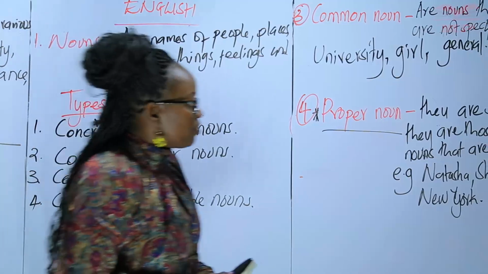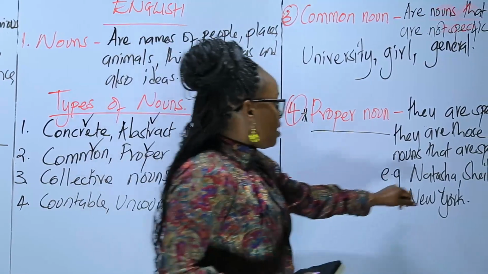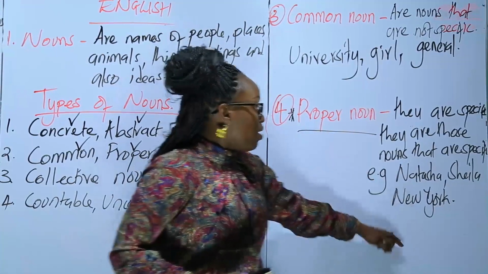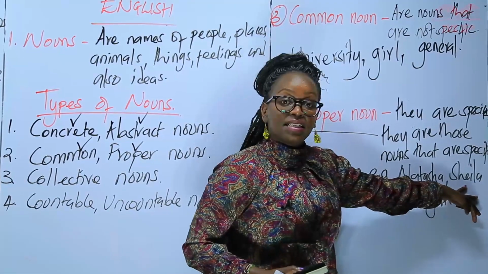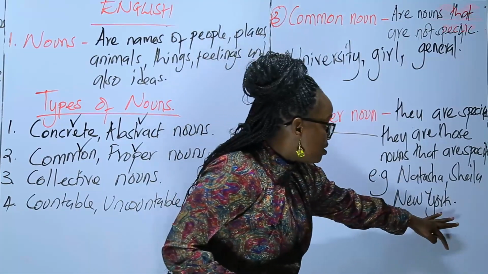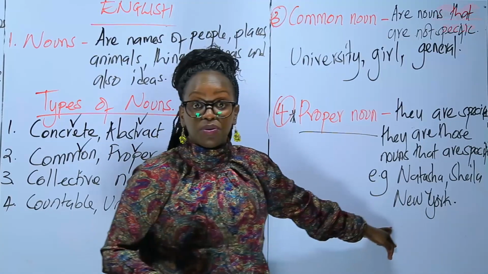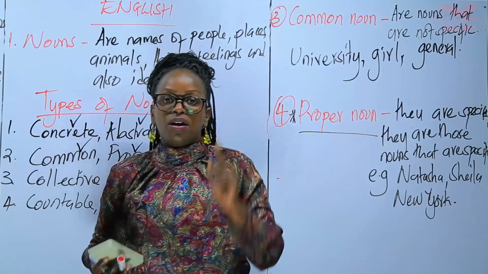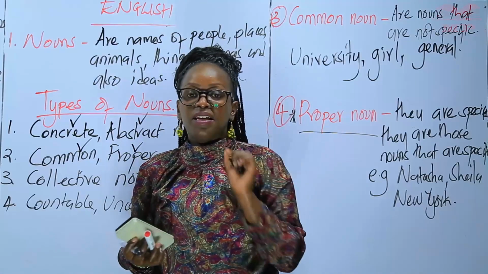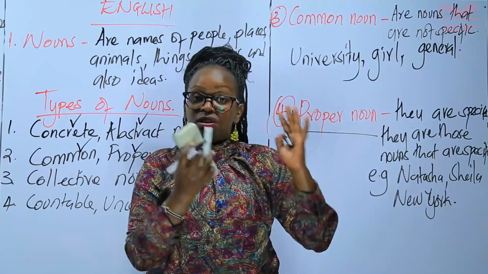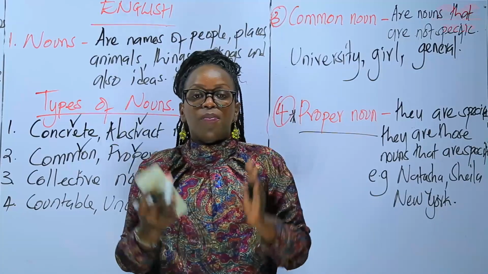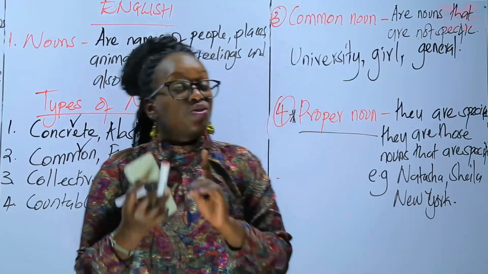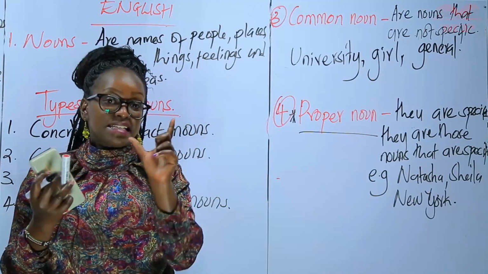If you are keen, you will note that when I write out Natasha, my N is capital. When I write out Sheila, the S is capital. When I write out New York, the N is also capital, meaning every time you have to use a proper noun, whether it appears at the beginning of a sentence, in the middle, or even at the end of the sentence, the proper noun always has to start with a capital letter. It does not matter where it appears in a sentence.